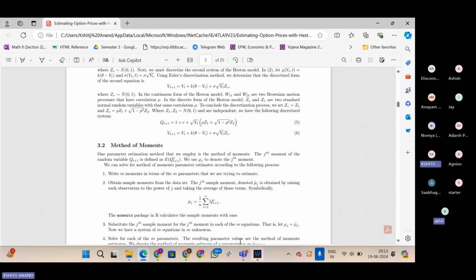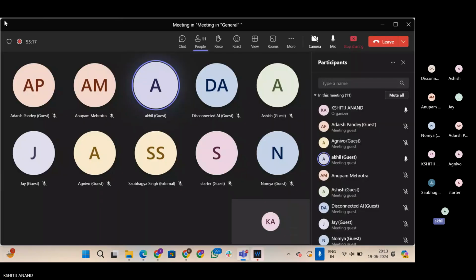Sir, got it. And should we also delve deeper into a derivation of the Heston model call price and all? No, don't derive. No need to derive. Okay, sure. And it's an individual document, right? So we have to prepare it individually. Yes, because I want this project to be individual for everyone.